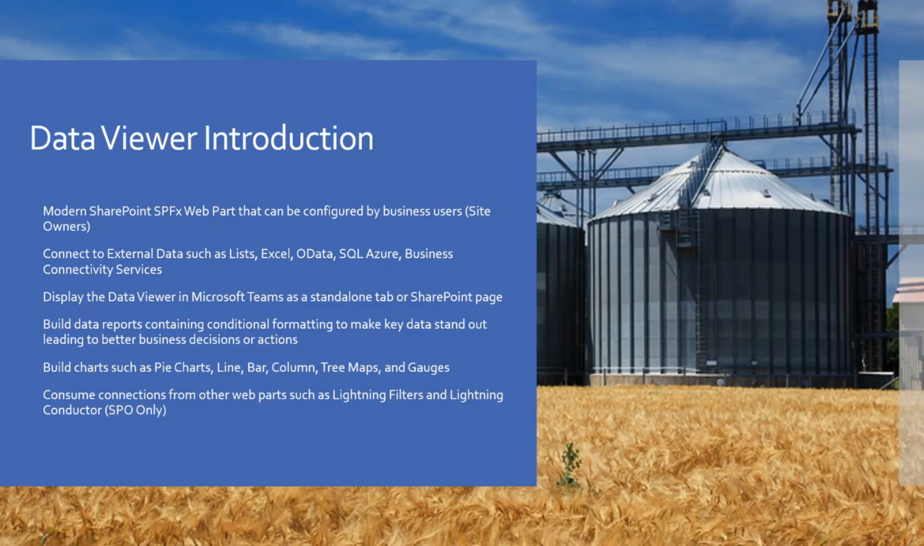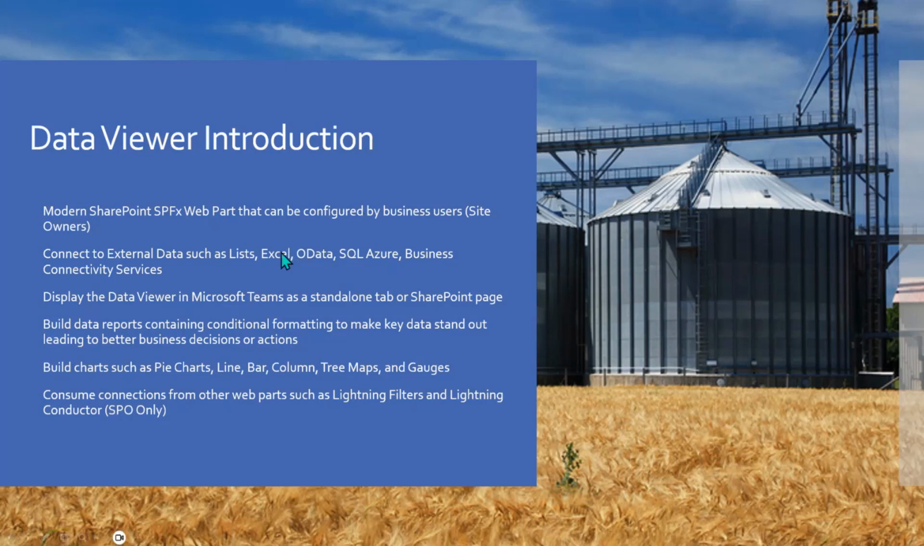And then we can also go against OData services as well. So if there's any data that we're exposing through OData, we can connect to that. We can go to SQL Azure. We can also use Business Connectivity Services if we want to. And new to the data viewer, I'll spoil the surprise here, we also have now the Microsoft Graph connectors, which means that we can now connect to a lot more things, including on-premises databases and other solutions such as Salesforce and JIRA and things like that as well.